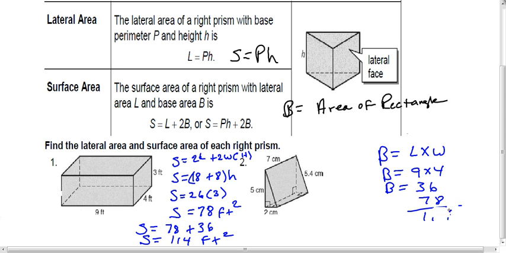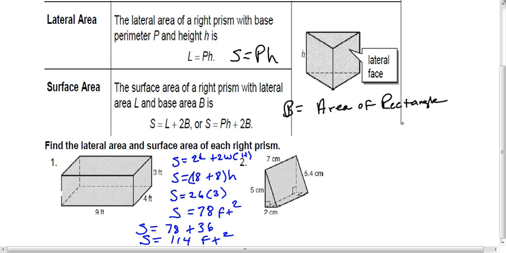Okay, so the next one that we want to take a look at will be also a prism, but we want to look at the base and determine what type of prism we're looking at. Okay, so as we look at the second one, and I want to go ahead and change colors for this one so we don't get confused. We're looking at a prism, but it happens to be in the shape of a triangle.